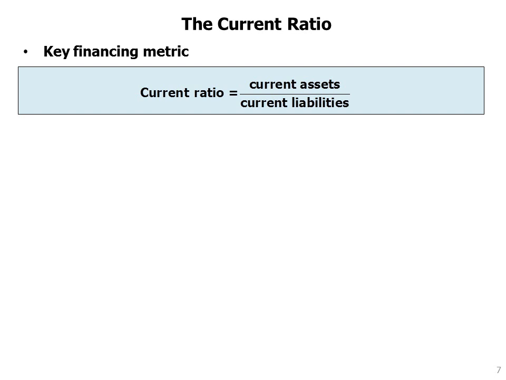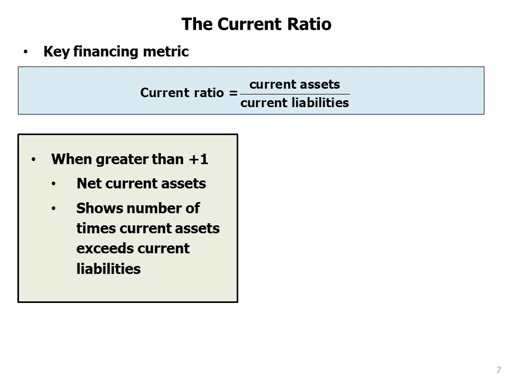The current ratio is a key financing metric which shows the ratio of current assets to current liabilities. So current ratio equals current assets divided by current liabilities. When the current ratio is greater than 1, it means that a firm's current assets are greater than its current liabilities, so it has net current assets.